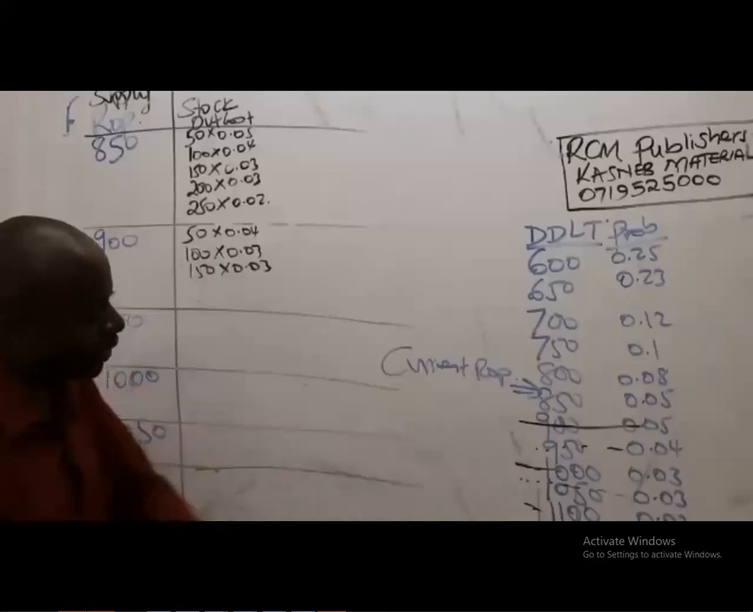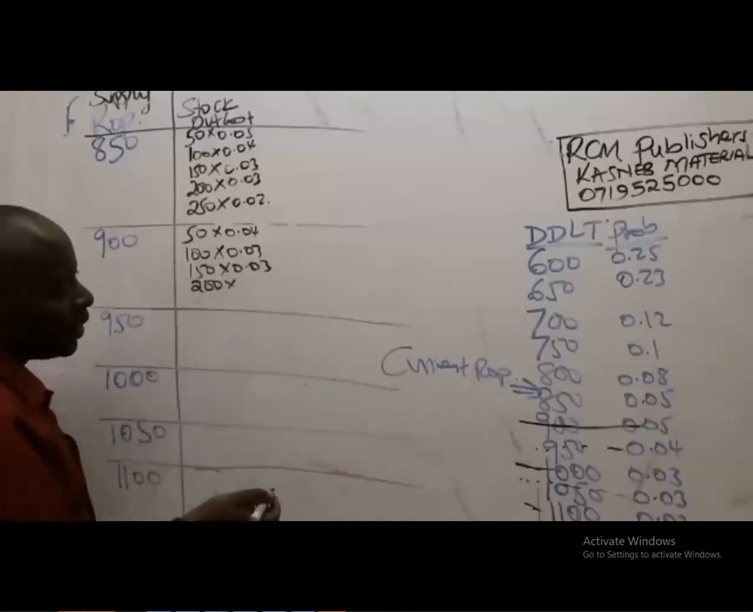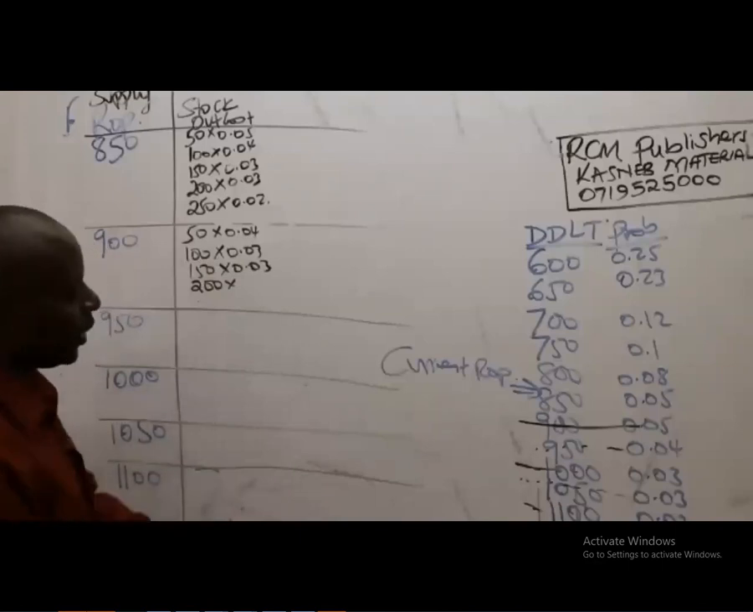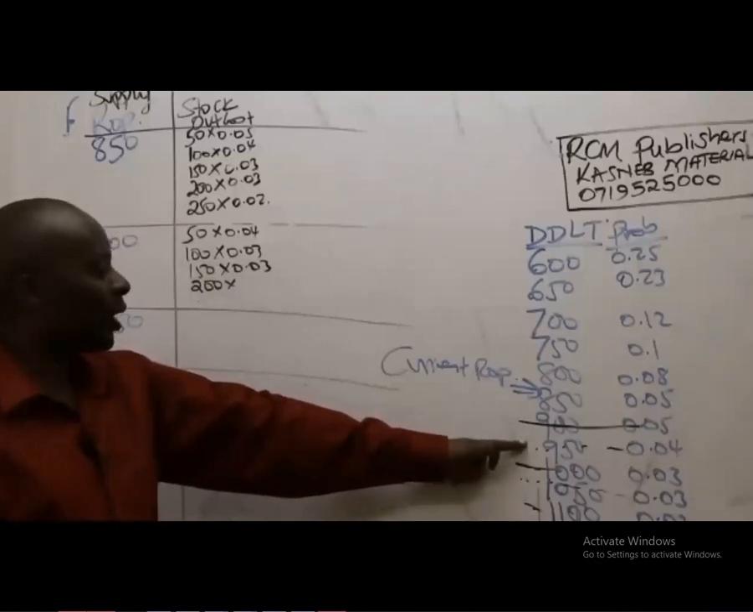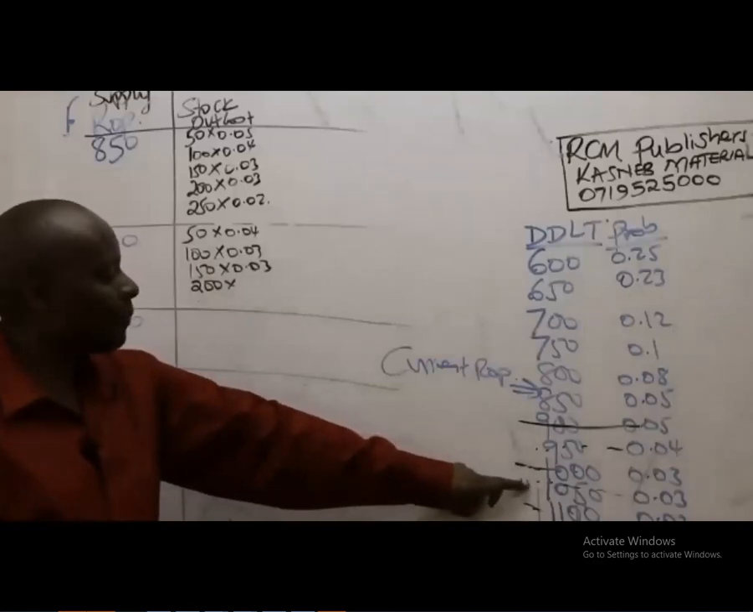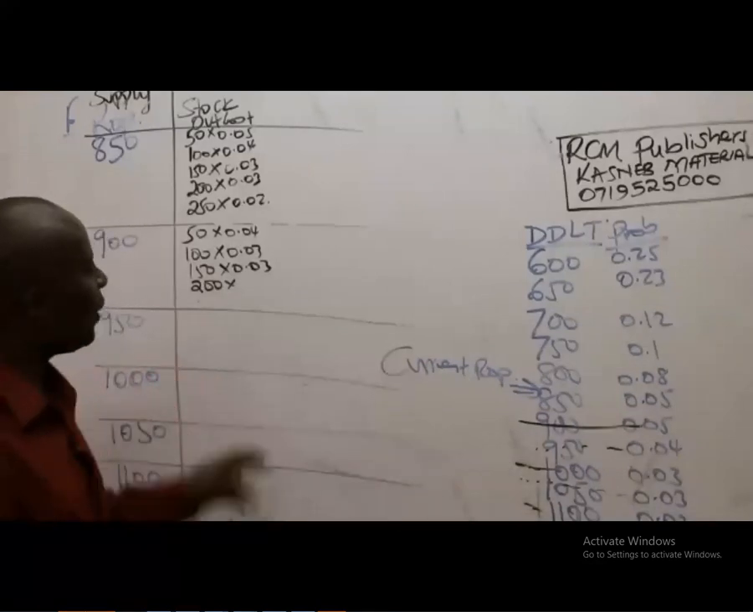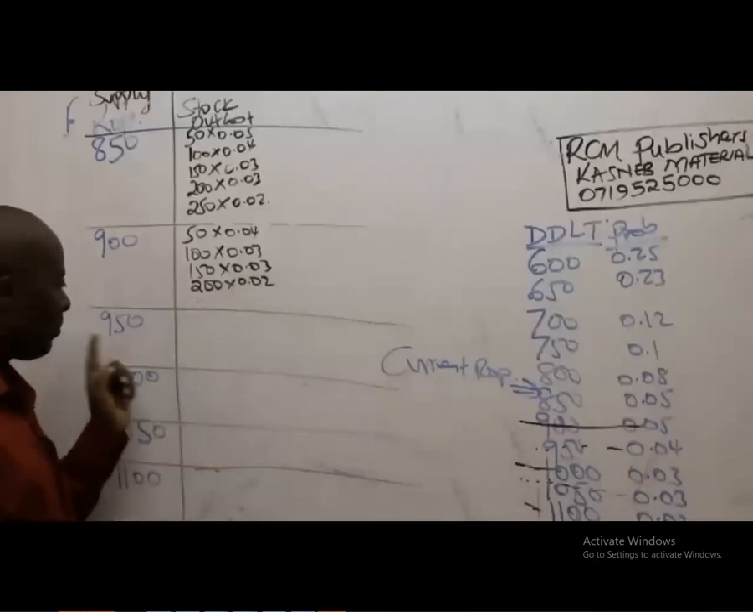Then we have 200 times... what here? We are here at 950. We had the 50, that's okay. Then we had the 100. So we have the 150, and then lastly we have 1100 minus 900, giving us 200 times 0.02. Come and replicate the same procedure here.